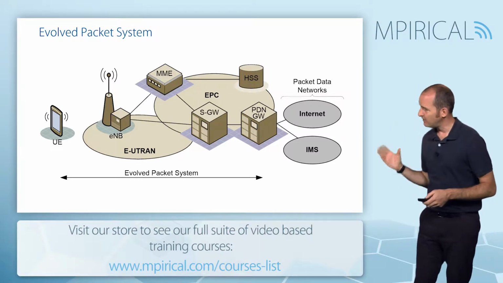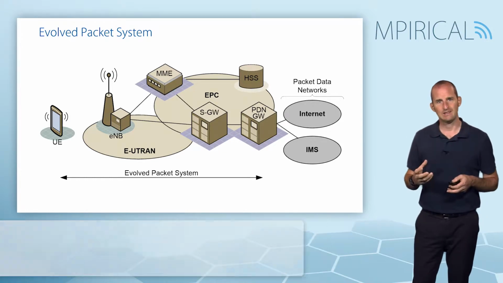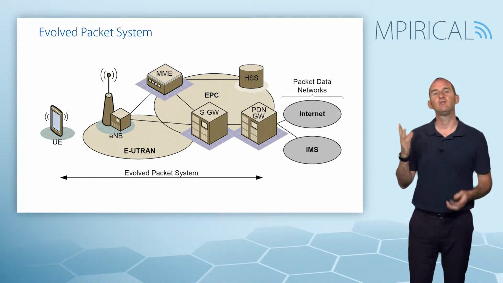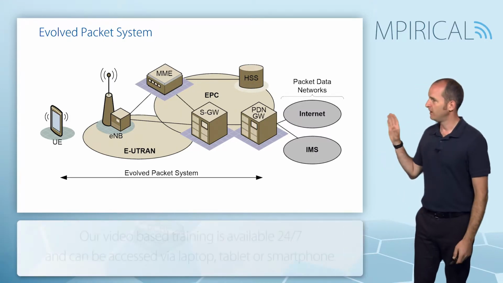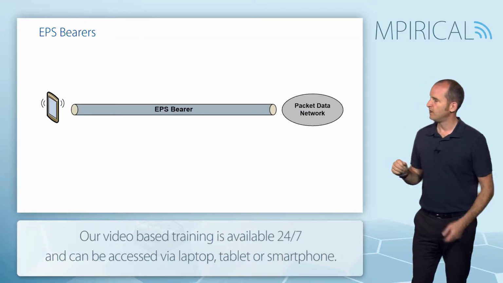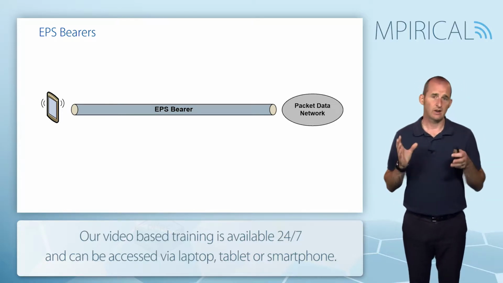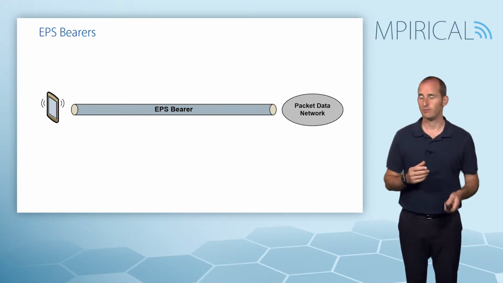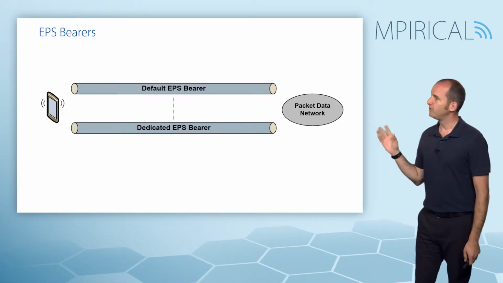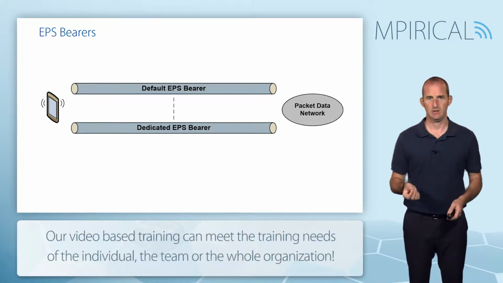Now, the connectivity that is in place between the phone and the packet data network is called an evolved packet system bearer, an EPS bearer. So this is what we have. So phone to packet data network is this notion of an EPS bearer, and there are actually two different kinds of EPS bearer available. The term given to them is the default EPS bearer and the dedicated EPS bearer.